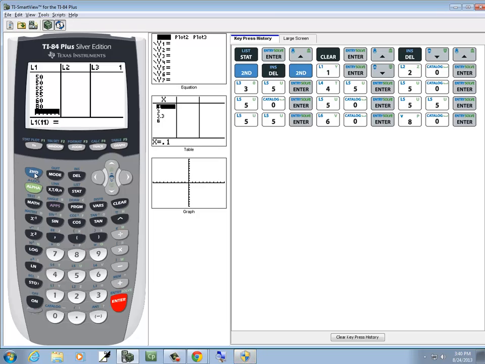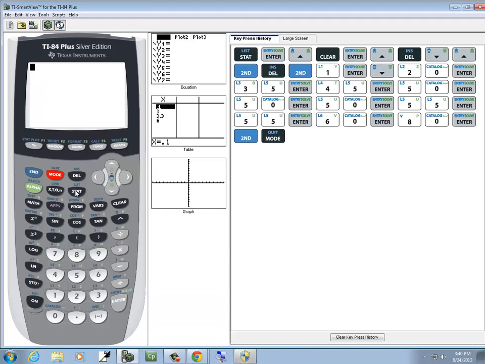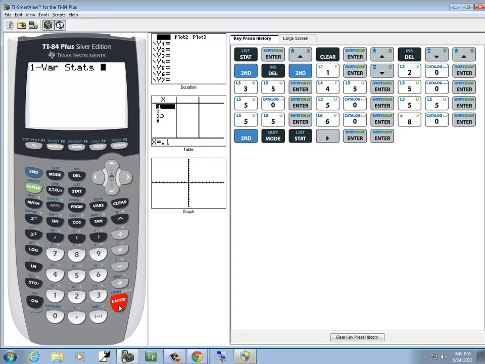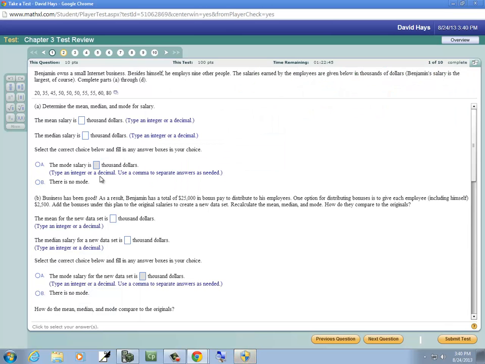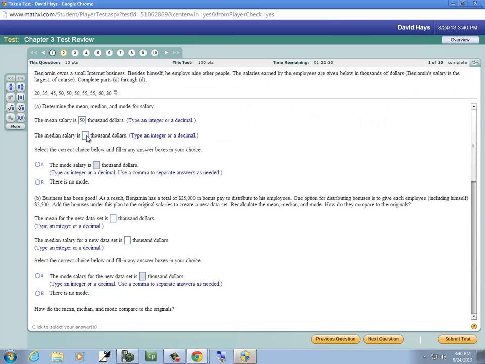Okay, so I'm going to exit out, do second mode. Now it asks us the mean, median, and mode. So we're going to do one of our stats again. So press stat, right arrow to calc, enter on one of our stats, and enter again. So our mean is X bar, which is 50. So I'll put 50 here. The median, if I down arrow till I see the MED, it says 50.